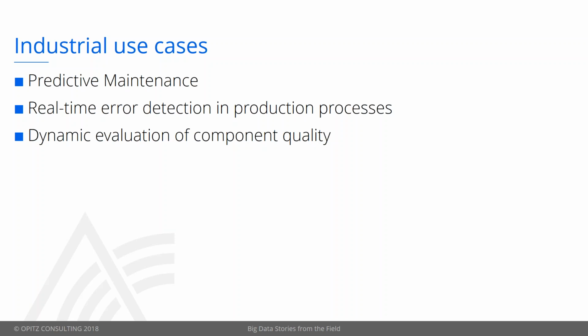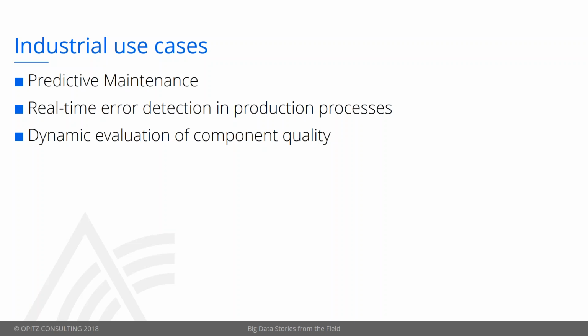Dynamic evaluation of component quality is some kind of acceptance test of components supplied by suppliers. When new components reach the manufacturer, acceptance tests are normally performed to ensure the quality of the supplied components, but you can't really test every component. You use just a sample. So since not all components can be tested, defective ones could also be accepted and used later on.